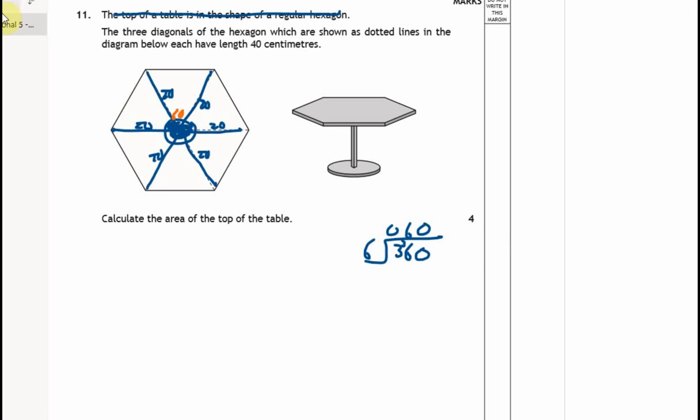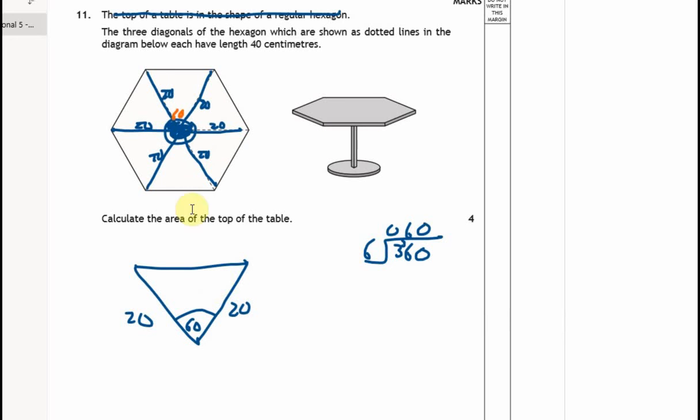Now what I think the question wants you to do is to work out the area of a triangle and then multiply it by 6. So we know that's 20, 20, and 60. I think that's what it's trying to do. That's quite interesting as a question. That's a wee bit tricky.